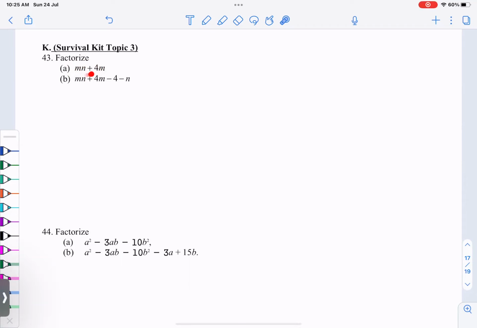So is there anything that both of the sides have in each term? A term is differentiated by the plus and minus signs. So we have mn and we also have a positive 4m. Is there anything that both of them have? Yes, both of them have m. So you take out m. Whatever is left, just write in the bracket.